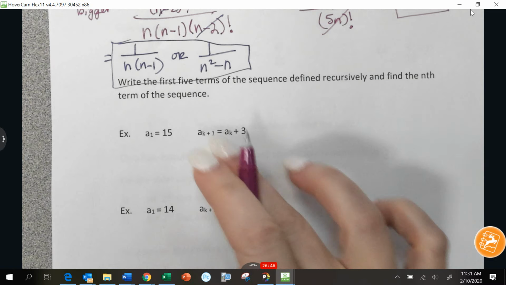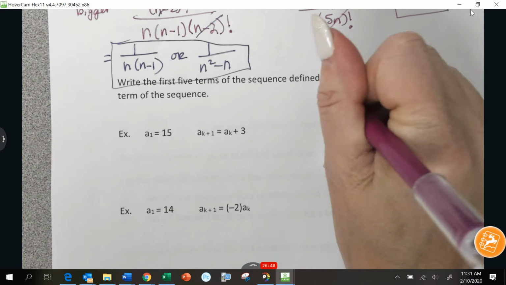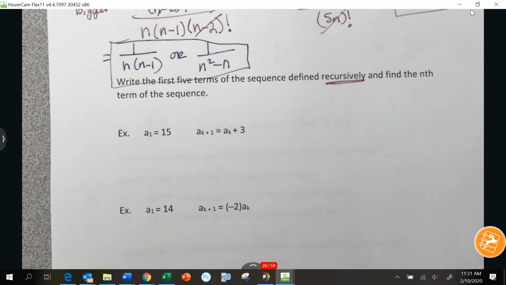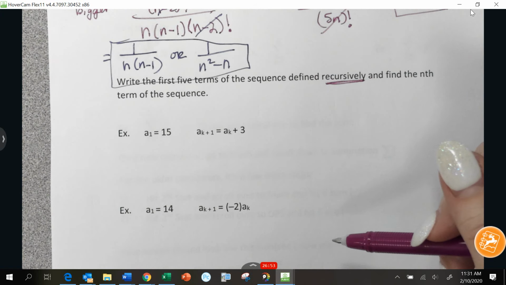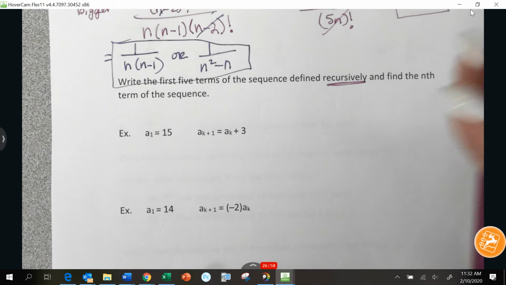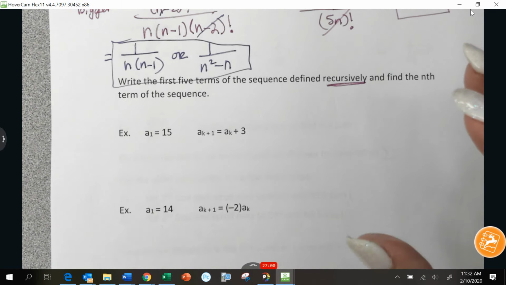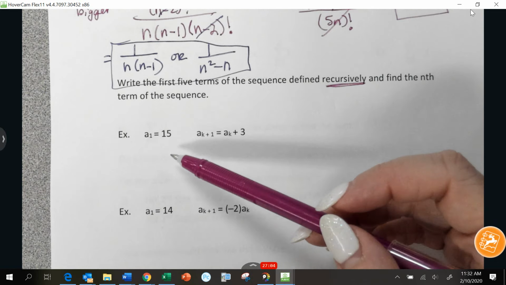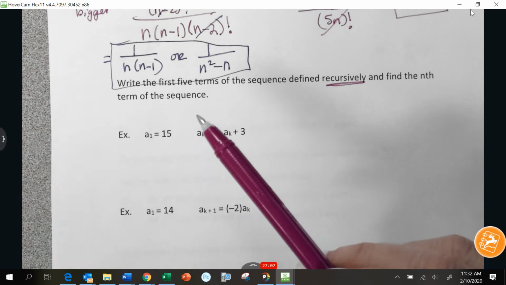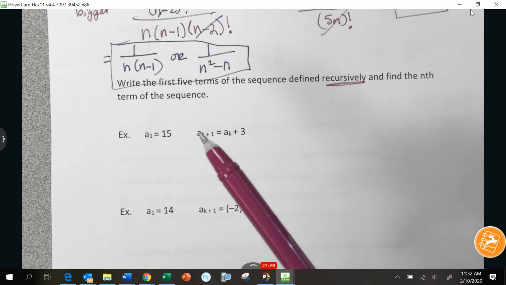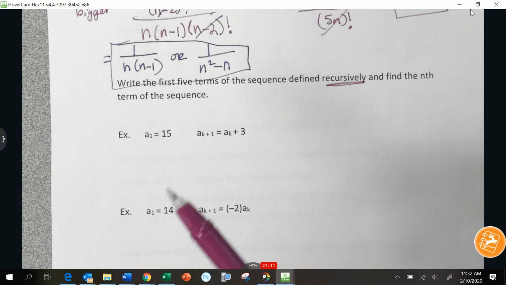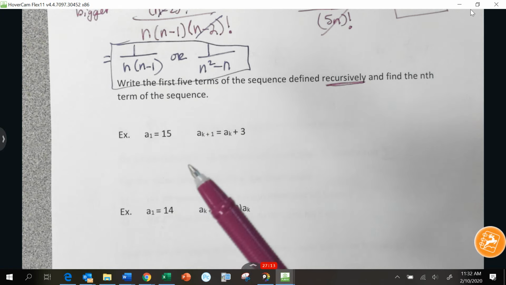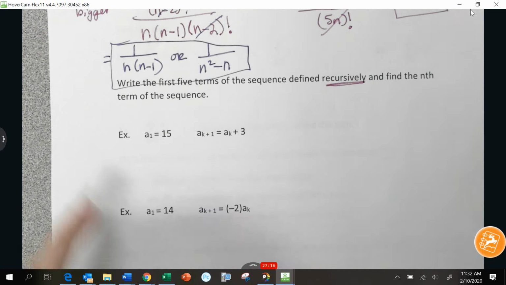The way that it's written here is called recursively writing a sequence. It's a recursive form of the formula. For these, you have to know a term to get another term. You can't just jump and say, hey, what's a sub 5 and plug in 5. You would need a sub 4, a sub 3, you would need all those terms to get to a sub 5 if you were doing that.